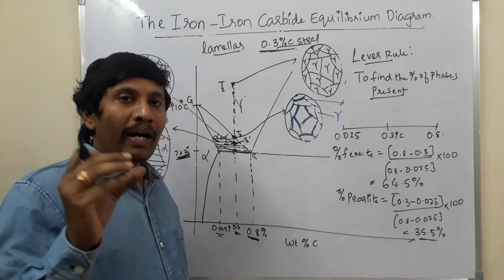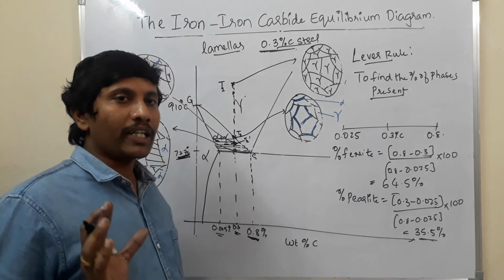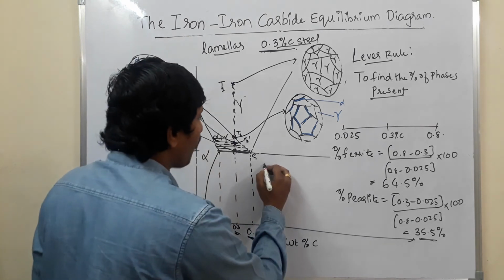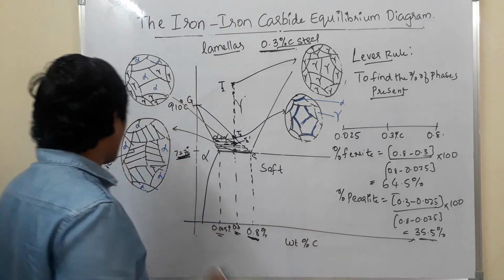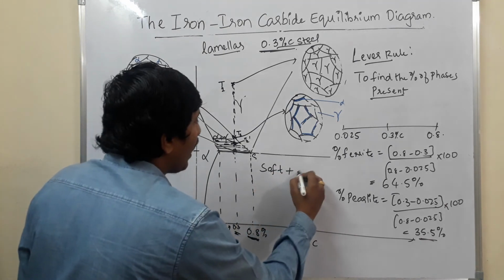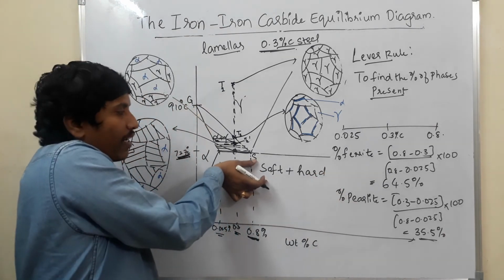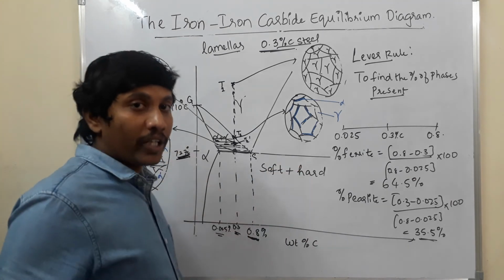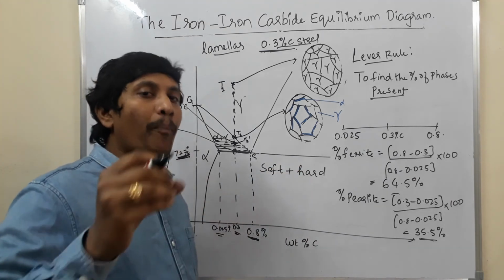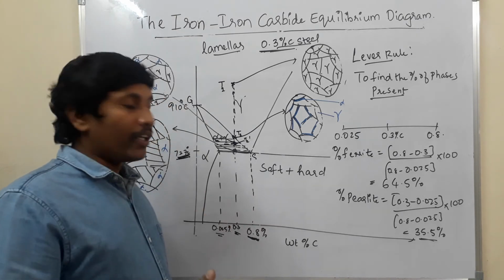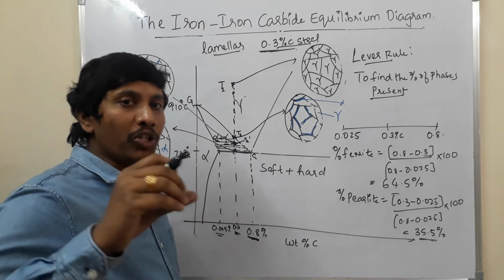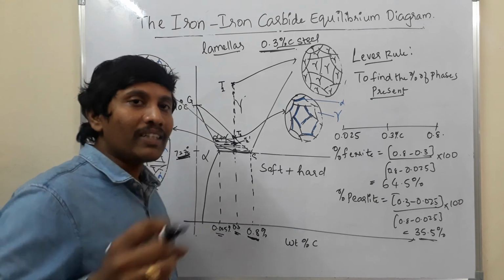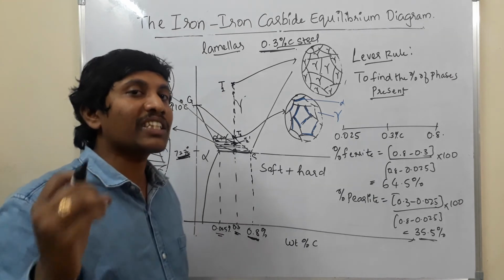Why? Because these hypo eutectoid steels consist of pro-eutectoid ferrite, which is soft, and cementite, which is hard. With pro-eutectoid ferrite you are getting good ductility and toughness, and with cementite you are getting strength. The microstructure decides the properties of the material. So in the hypo eutectoid steels, we are getting both toughness and strength. That's why the hypo eutectoid steels are majorly used for structural applications.